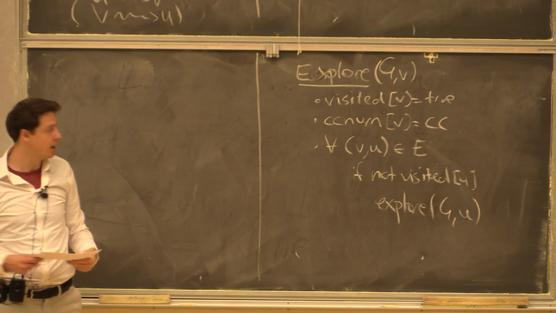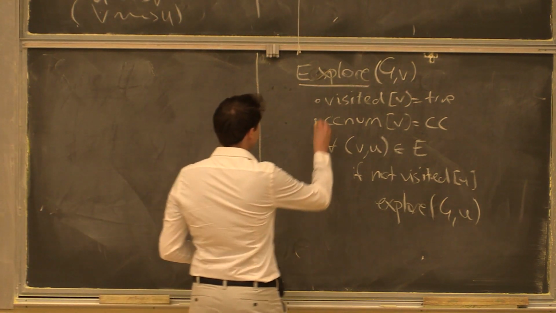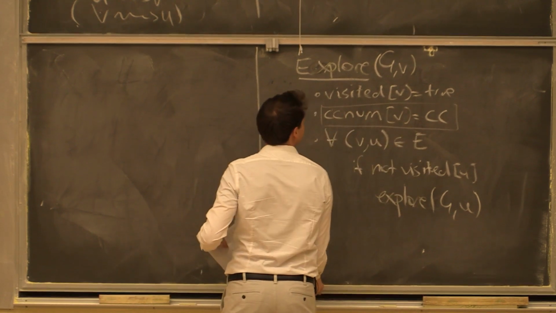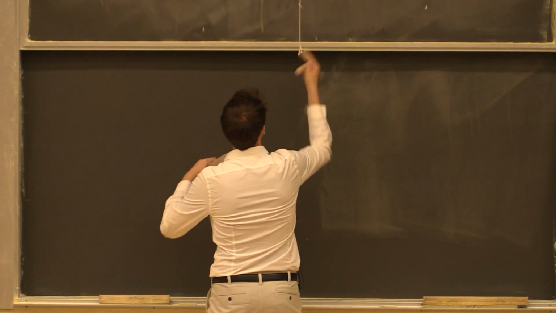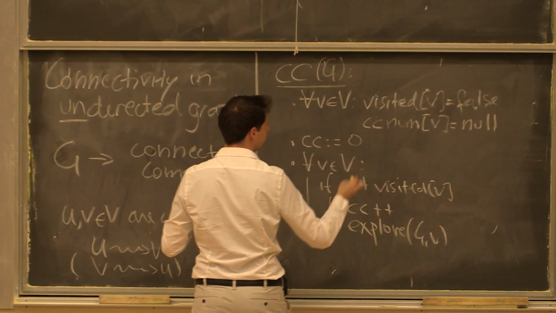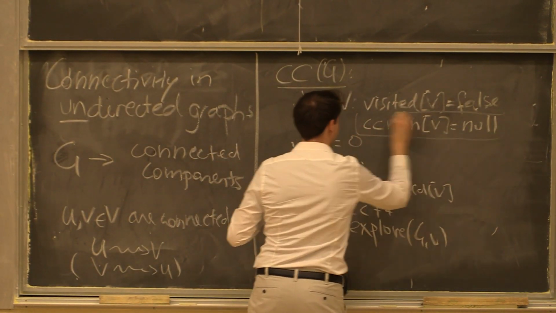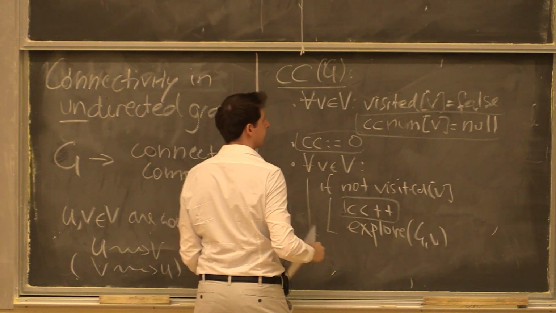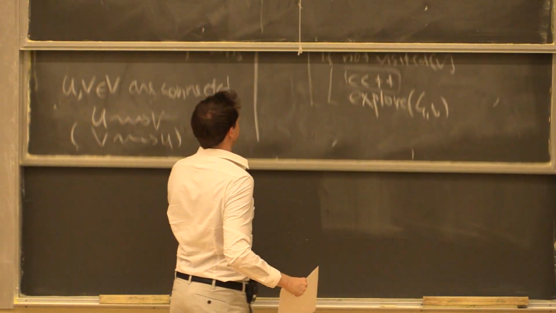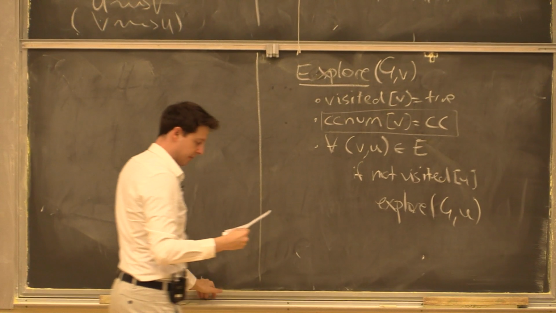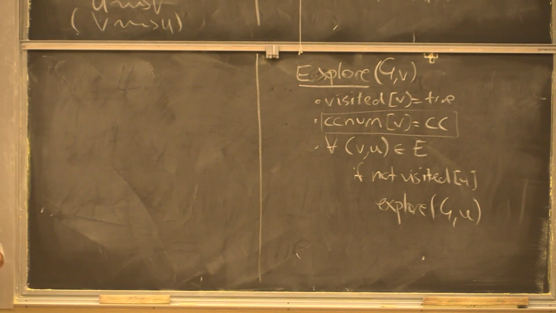Again, the only changes we made to DFS was to add this bookkeeping information: starting the counter and maintaining it here. All right, this should be clear.